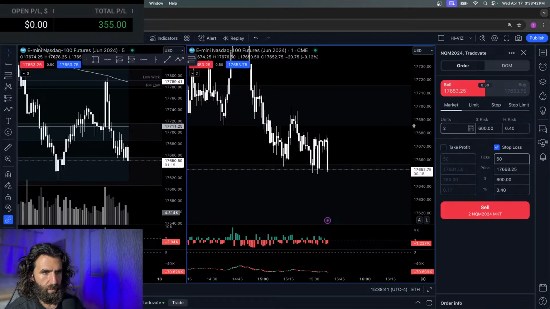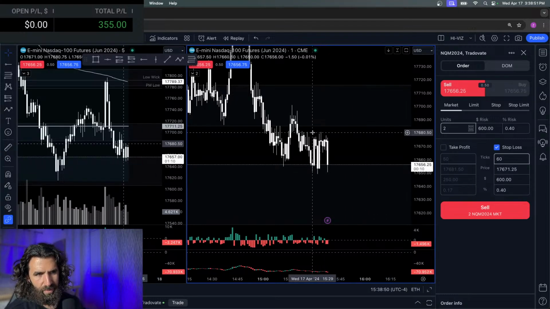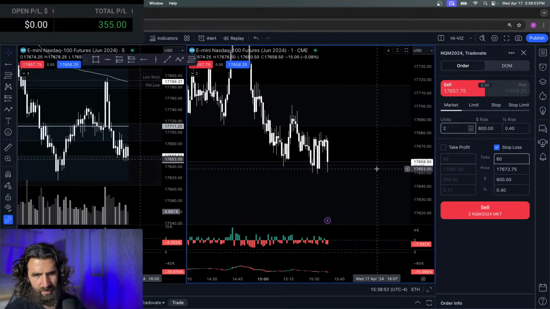Interesting. Very, very interesting. All the way down to the lows. Do we get a break below? Because now after this, again, it looks like it wants to come down.